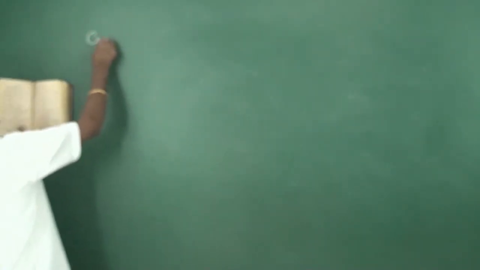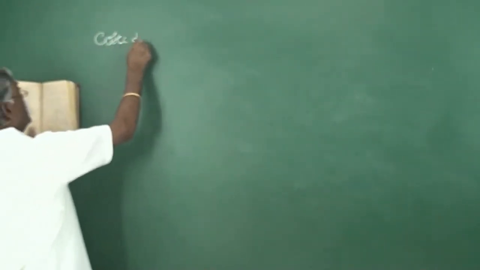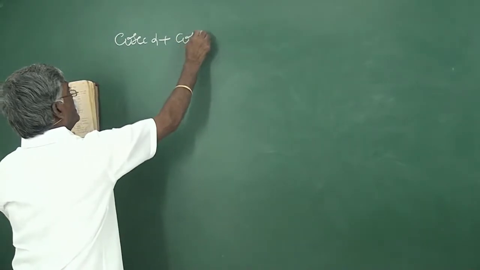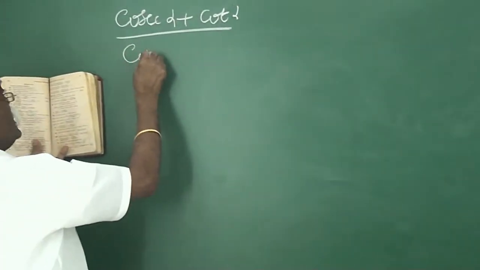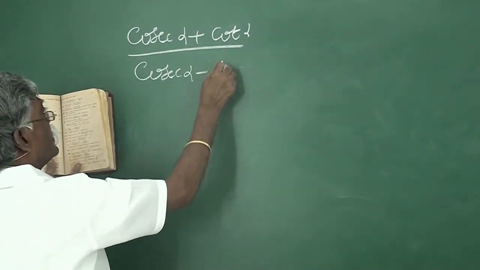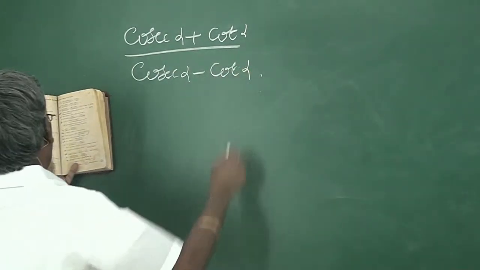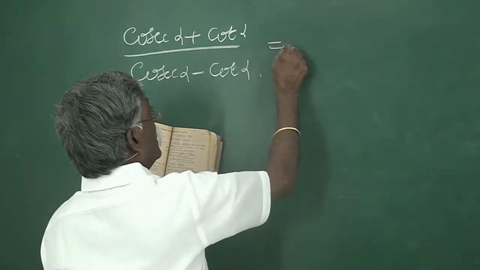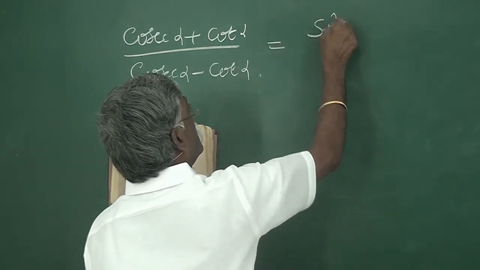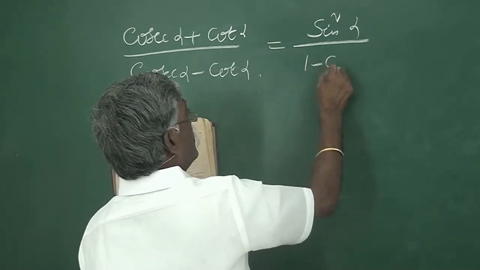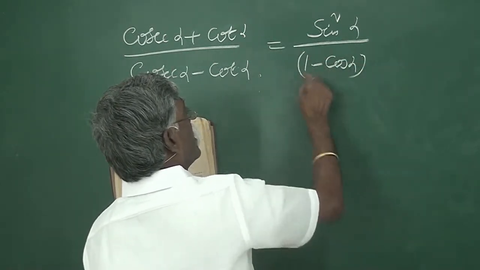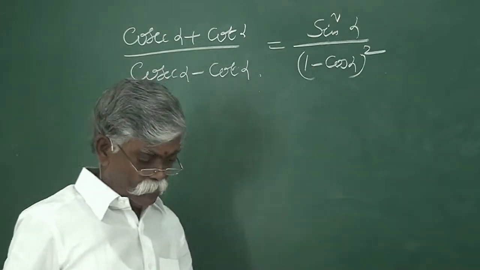Now, (cosecant alpha plus cot alpha) by (cosecant alpha minus cot alpha) is equal to sin square alpha by (1 minus cos alpha) whole square.